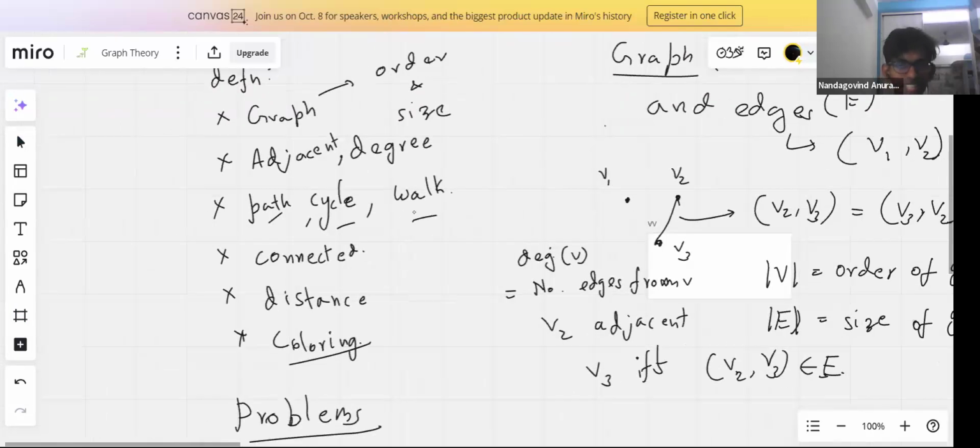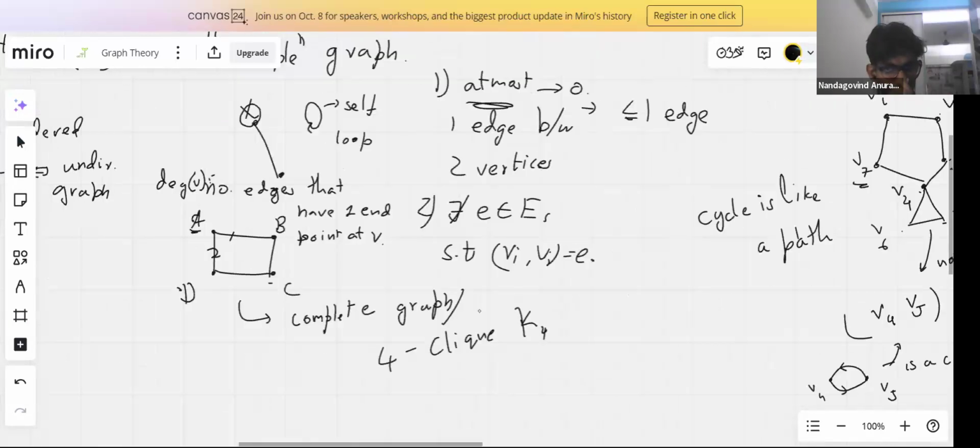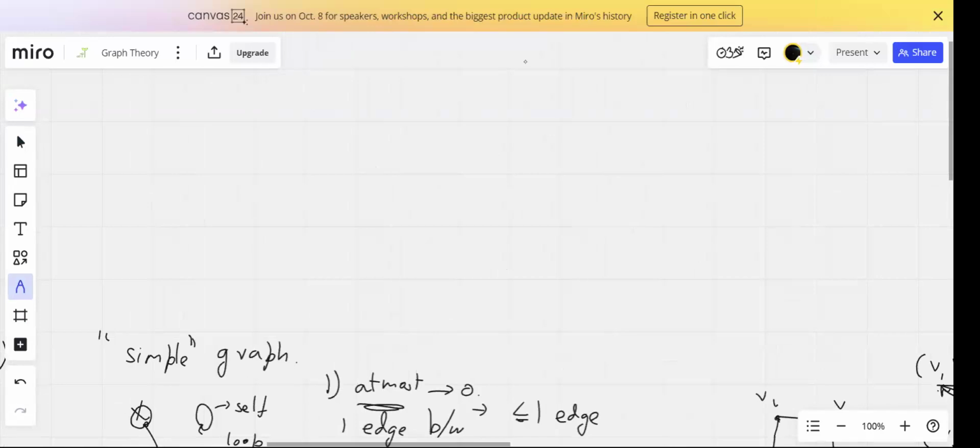So that's paths, cycles, and walks. Are you guys clear with these three? Cool. We're going to move to the next thing, which is connected graphs and disconnected graphs. So what do I mean by a connected graph?